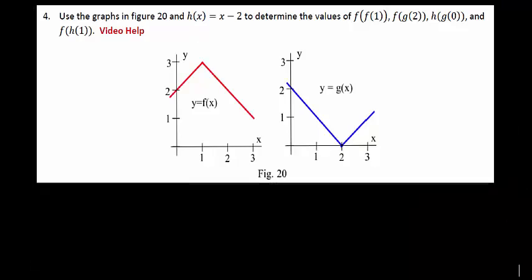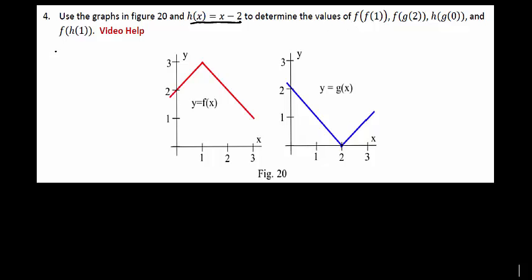In this problem, we want to take a look at these two graphs of f and g, and also this defined function h, and we want to determine the following values. Okay, so we're looking at composition again, but this time instead of using a table, we're going to go ahead and use the graphs of them.